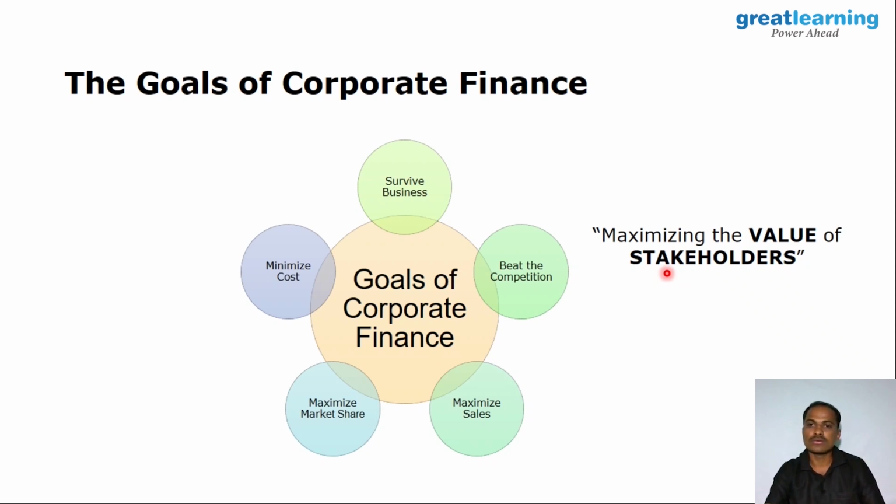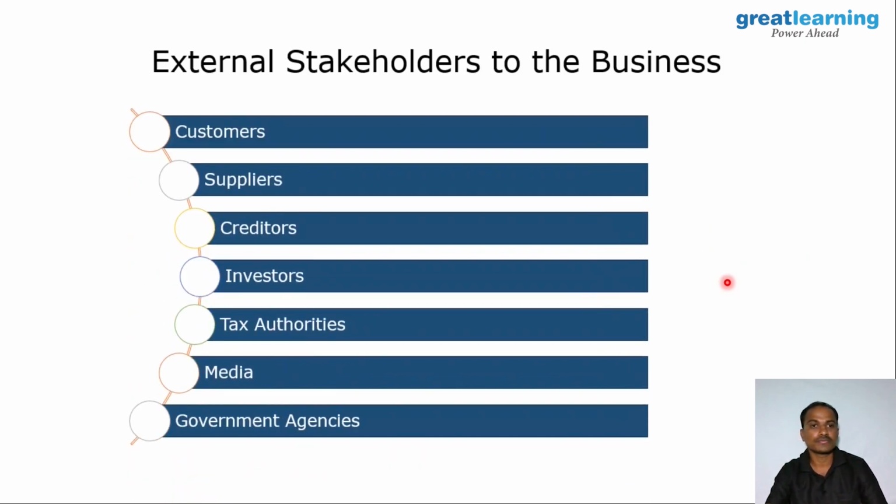The stakeholder is the person or a group of persons who are interested directly or indirectly in the business, who have active or inactive roles in the business. They may be internal or external to the business. Who are the external people who are interested in the business? Who are the external stakeholders to the business?